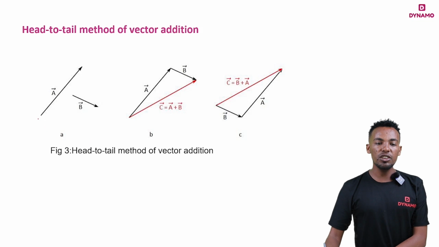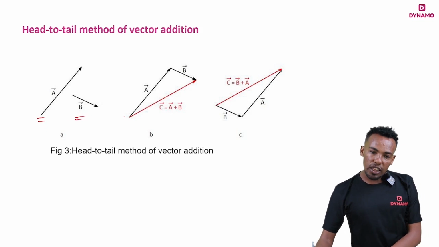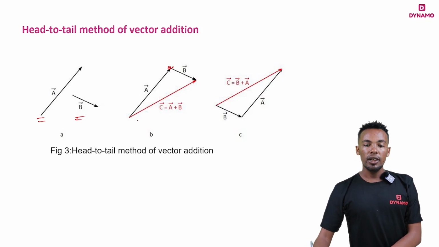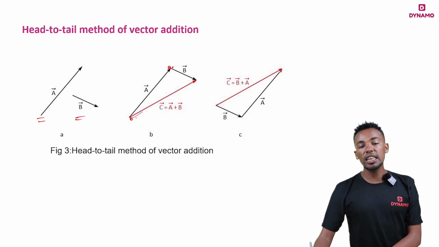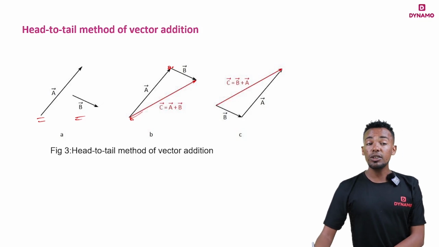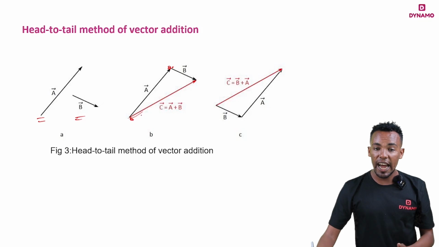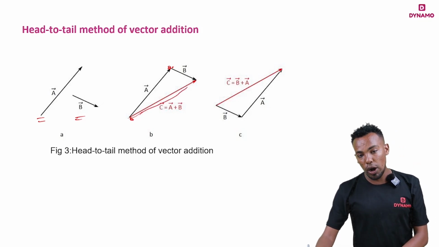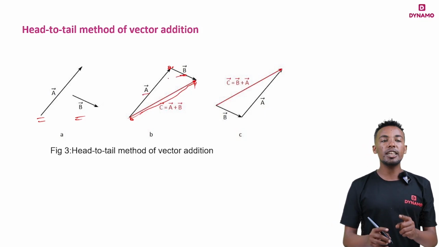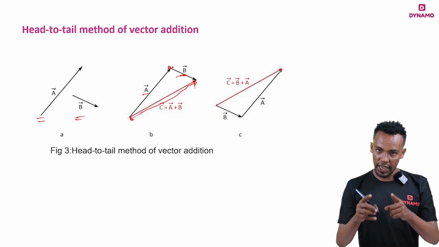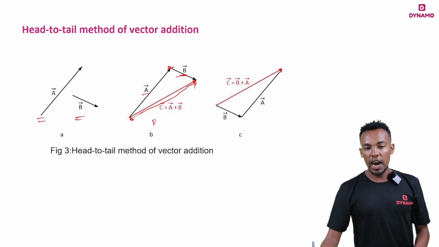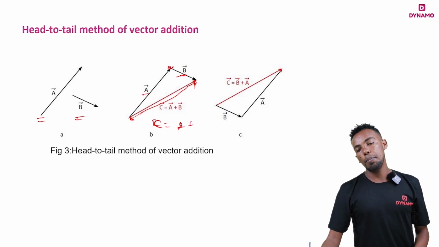Look here. This is vector A and this is vector B. When we connect the head of vector A with the tail of vector B, this is the resultant vector. The resultant vector is drawn from the tail of the first vector to the head of the second vector. So vector A and vector B are connected head to tail, and it obeys the triangle method of vector addition. Therefore R, or C, is equal to A plus B.